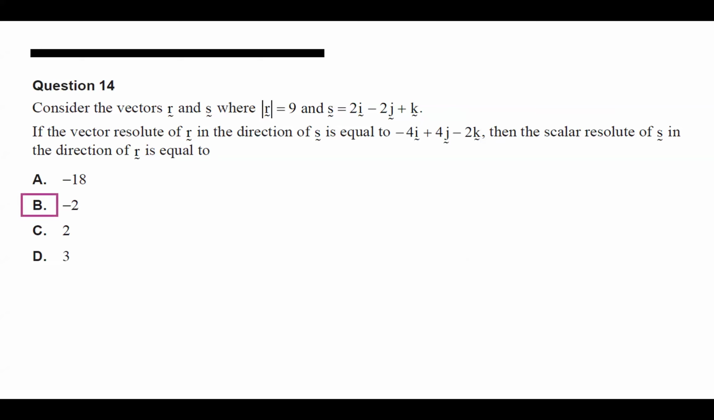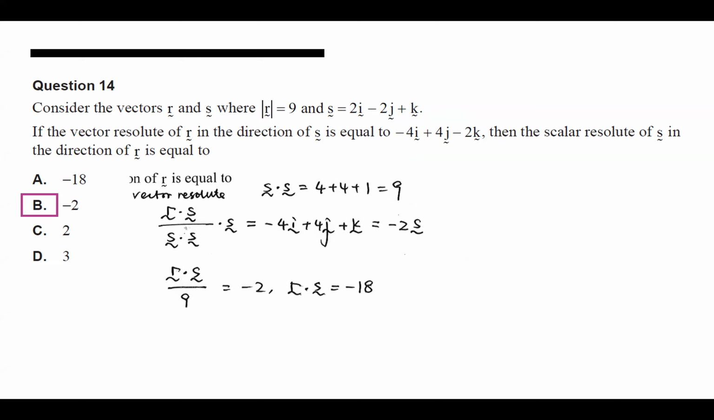Question 14, if I remember correctly, after I read through the assessment report, the stat was not very good. Only a small proportion of students selected the correct option. So let's decipher the question. We have vectors R and S. R magnitude is 9, S is 2i minus 2j plus k. So the vector resolute of R in the direction of S is this thing here. Just notice, if you look at the relation here, this vector resolute is minus 2s, okay?